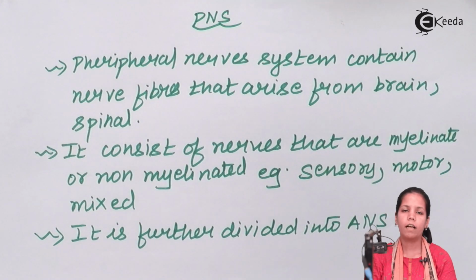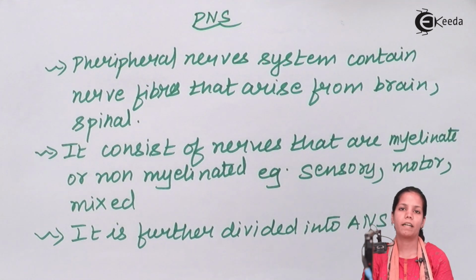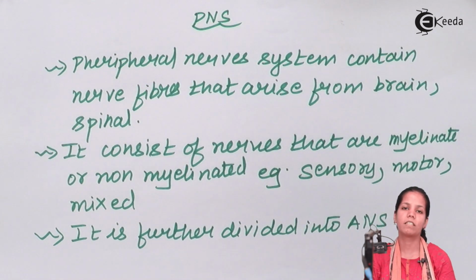We all know that the nervous system is divided into two different sections. The first one is the central nervous system, which is CNS, that basically consists of your brain and spinal cord and the nerves which are present inside them. And the next major part is PNS, which is the peripheral nervous system.